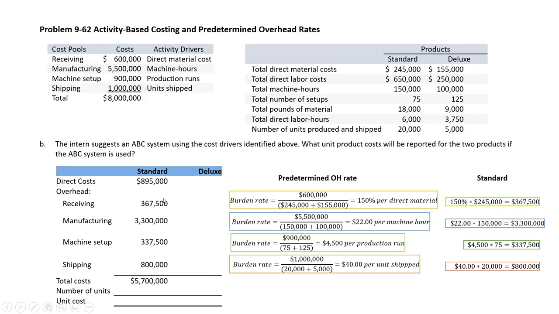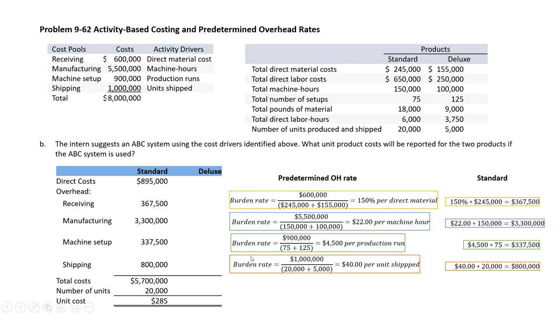Adding that all up: direct cost of $895, receiving related overhead of $367,500, manufacturing related overhead of $3.3 million, machine setup related overhead of $337,500, shipping related overhead of $800,000. We have total cost assigned to standard of $5.7 million. Divide that by the number of units produced and shipped, 20,000, and we get an average unit cost of $285.